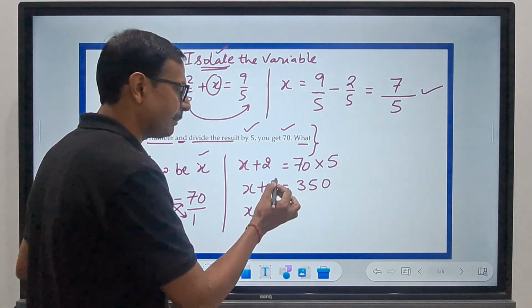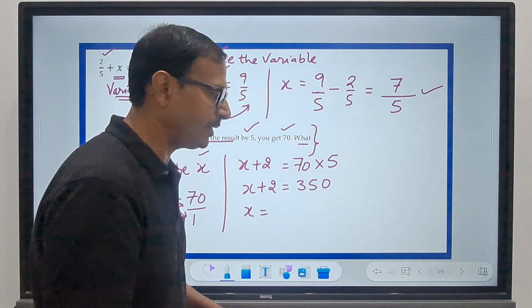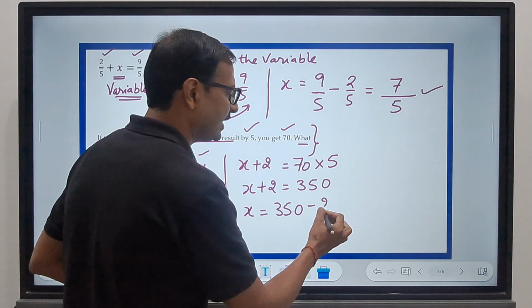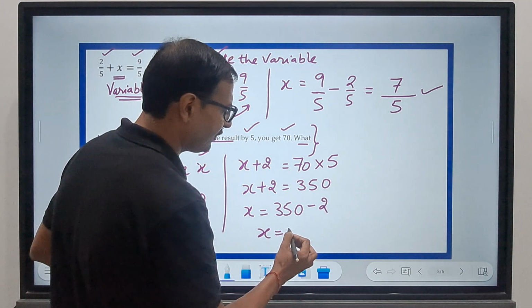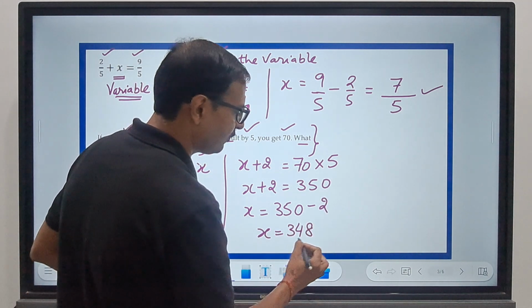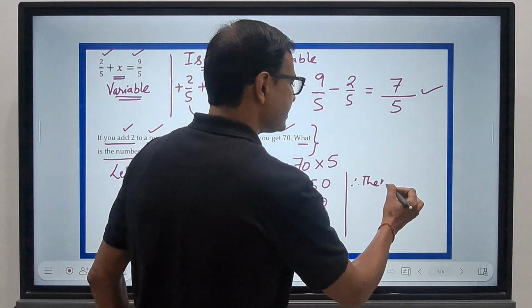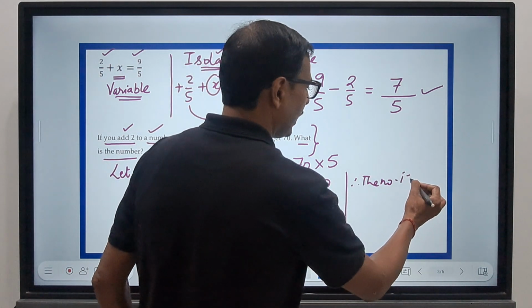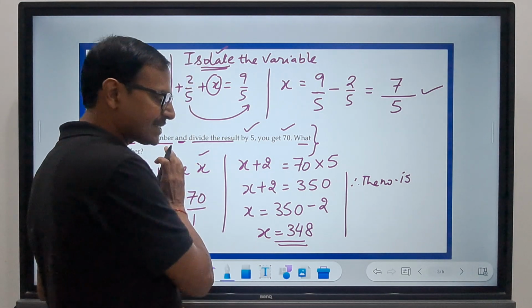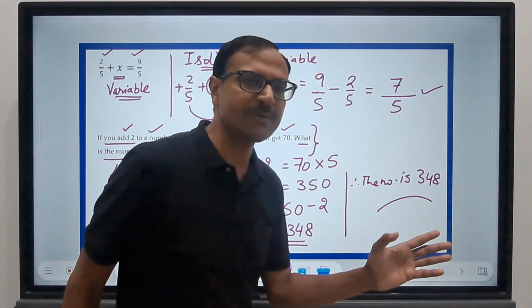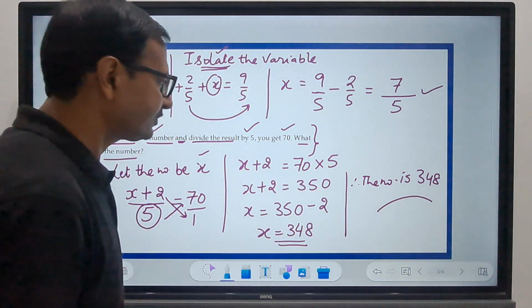So I have to push the plus 2, which is an independent term now, to the other side, which I can do safely, and it becomes minus 2. That gives me the value of x as 348, and therefore the number is, that's what we were required to find, right? So the number was x, it is 348, which gives you the answer for this particular question.